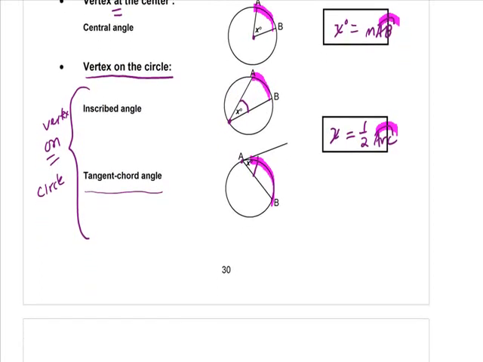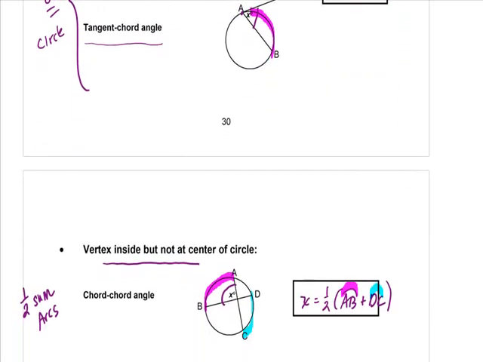Alright, here's where the color coding is going to become awesome. Alright, so for the vertex inside, but not at the center, it's a chord angle. And what I did is I highlighted AB in pink here, and I highlighted in pink over here. Same thing for DC, I put DC in blue and blue. And for a chord angle, it's half the sum of the arcs. When the vertex is inside, it's half the sum.